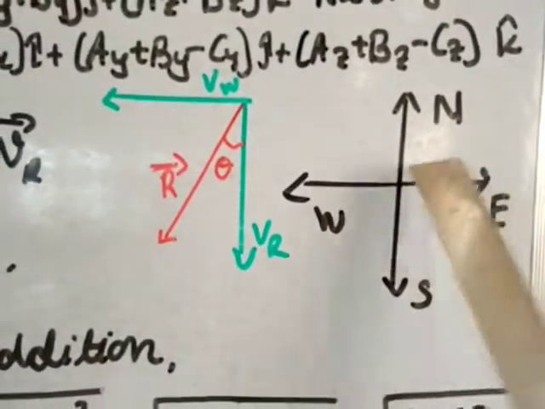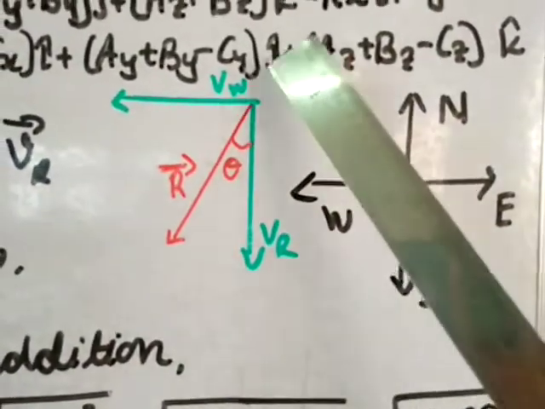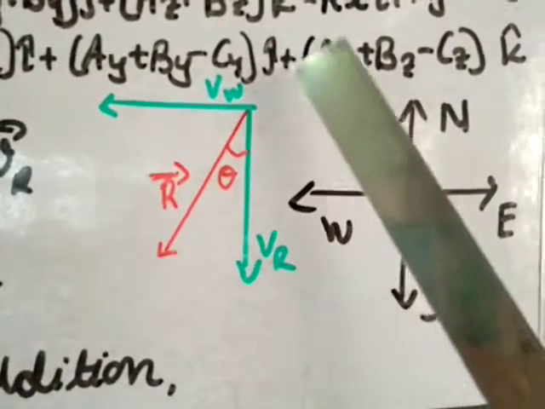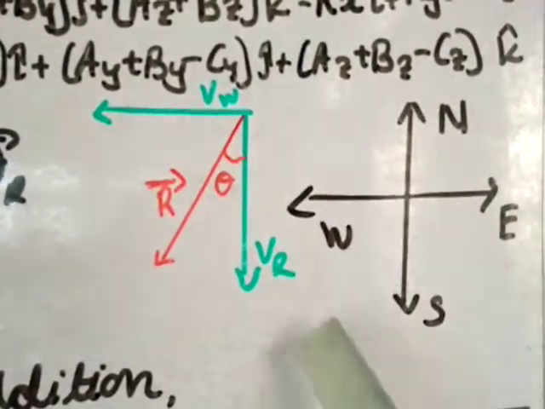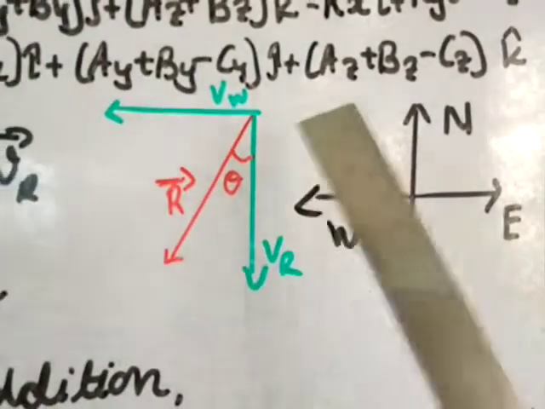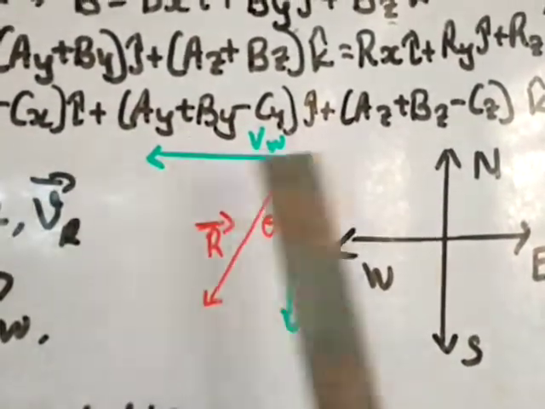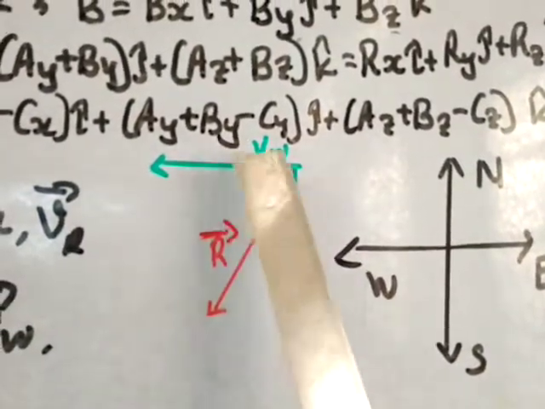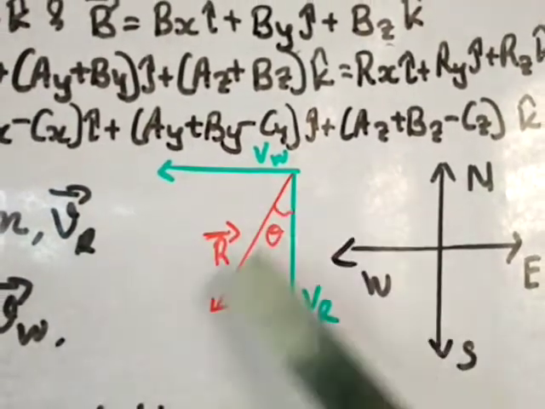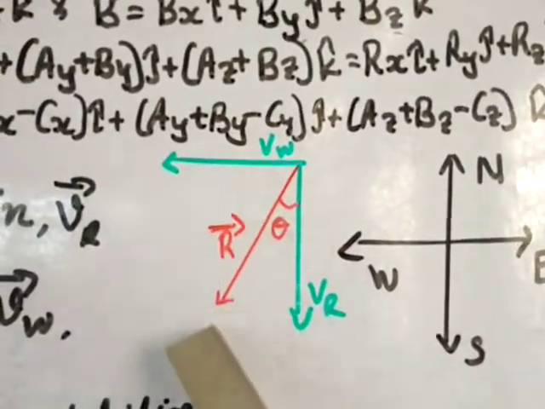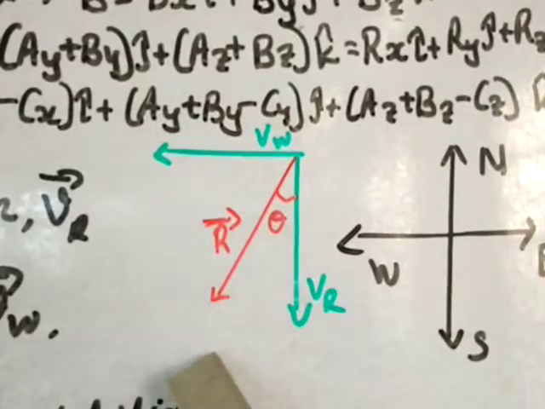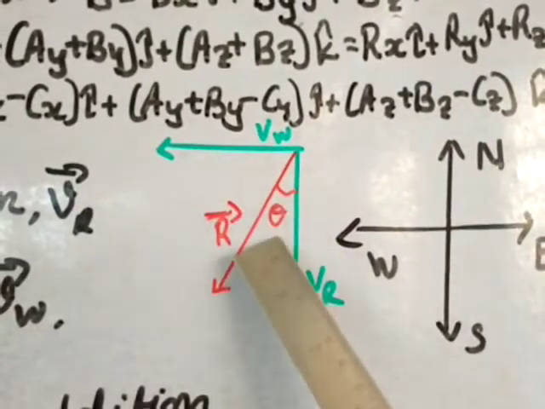Suppose this is east and west, this is north and south. The rain is falling vertically like this, from north to south. So coming in this way, this is the VR vector, and the wind is blowing east to west. So this is the velocity of the wind, and this is the resultant of these. If you complete the parallelogram, then this will be the diagonal. So this is the resultant and this is the direction.